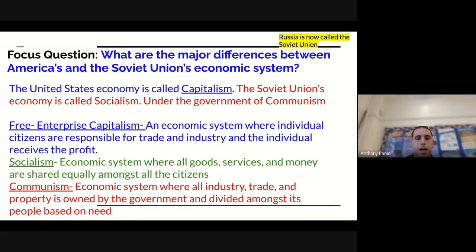Communism goes a step further. Mr. Panio works a job and he doesn't get any of the money. All money goes to the government, let's say, and the government divvies out the money the best way they see fit.